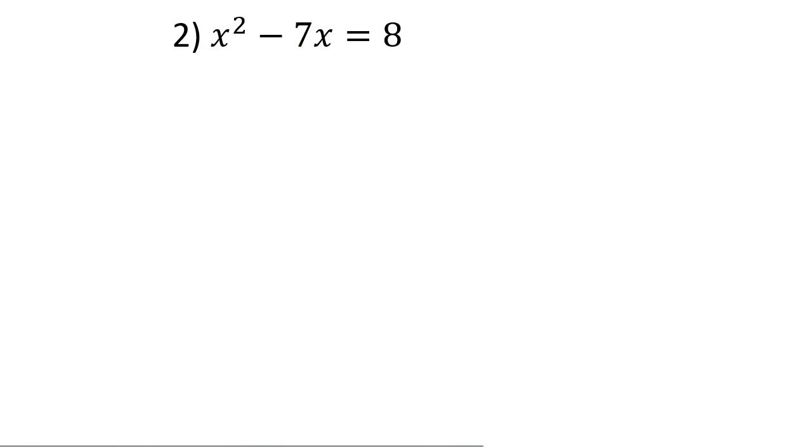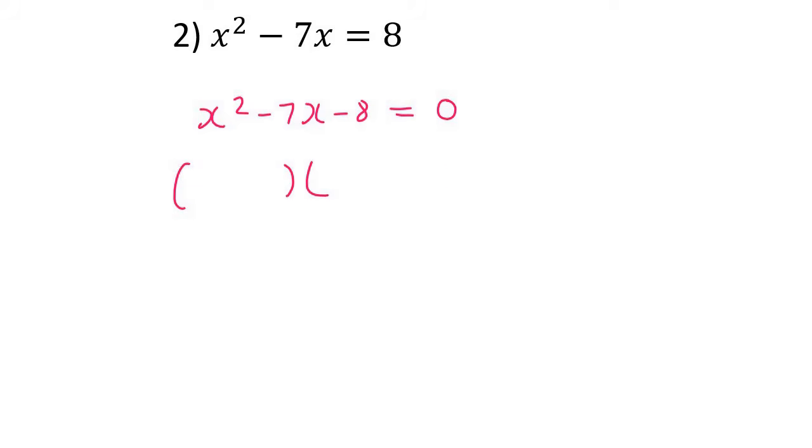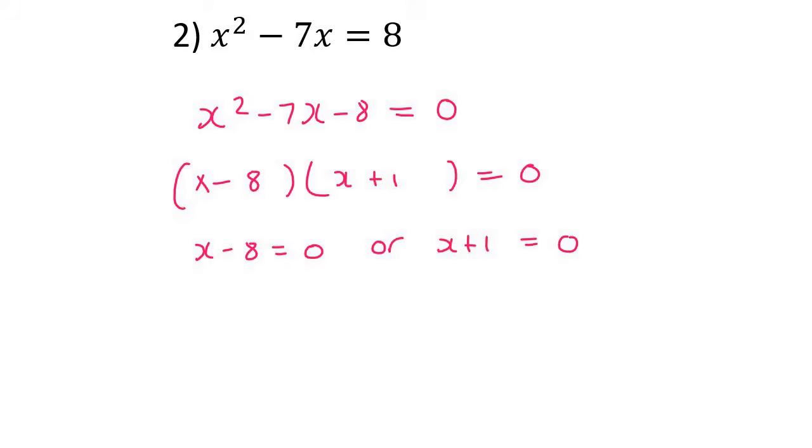In question 2, you need to move everything over to the one side, make the other side equal to 0, and then you can factorize. So we would make two brackets, and if you factorize this trinomial, you'd get x minus 8 and x plus 1. Then you could say that x minus 8 is equal to 0, or x plus 1 is equal to 0, and so that's going to finally give you x equals 8, or x equals negative 1.